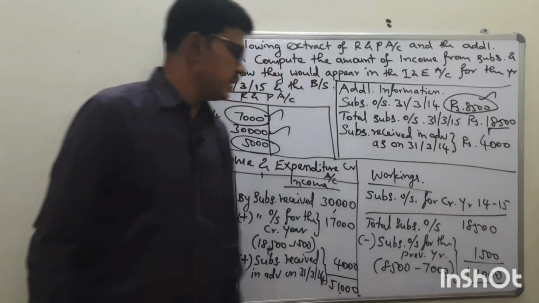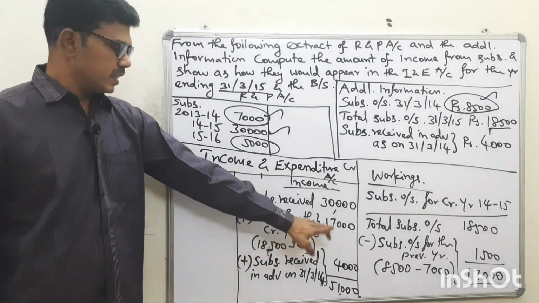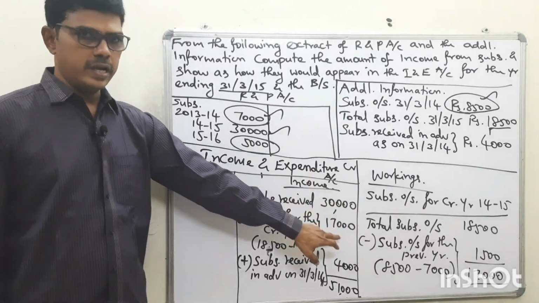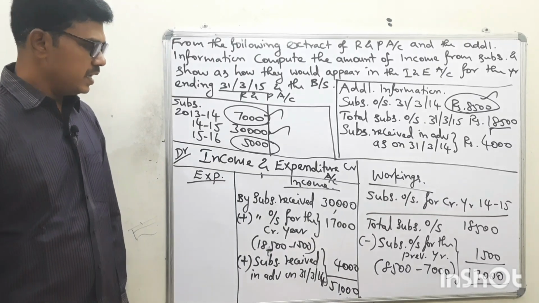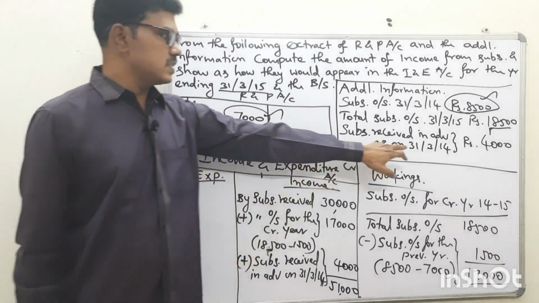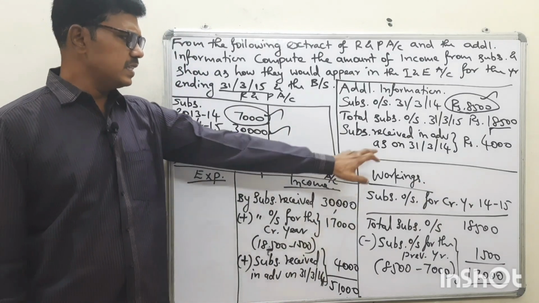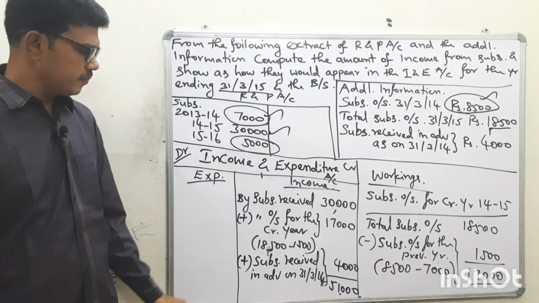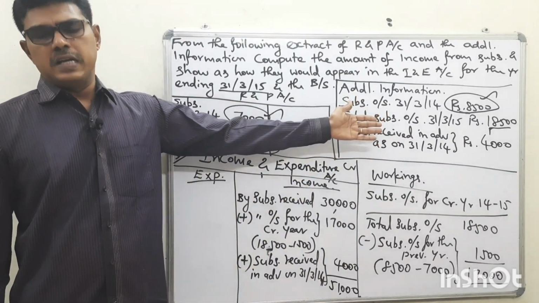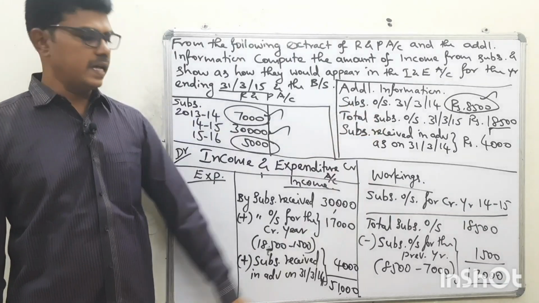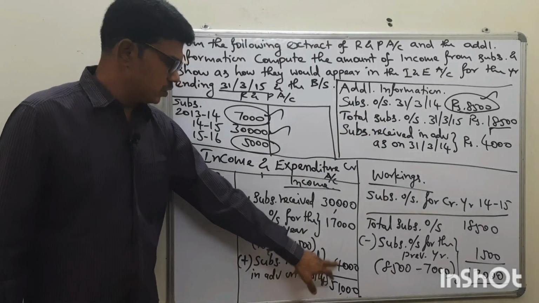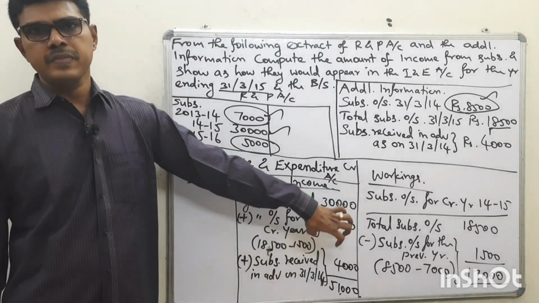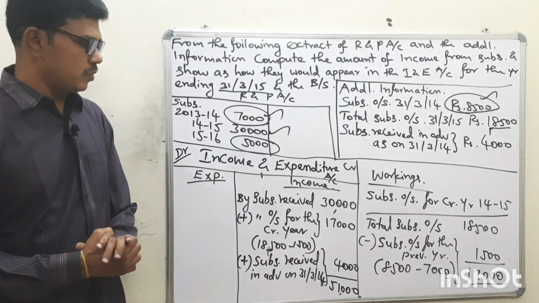So what is the outstanding of the current year? 17,000. This must be added. 30,000 we have received. Till date, till 31st March, we should receive again 17,000 rupees, which is for the current year. And in the previous year itself, we have received 4,000 rupees as subscription advance, right? Advance means previous year itself, we have received some amount which is for the current year. So that money must be added. 4,000, 30 plus 17 plus 4 is equal to 51,000 rupees. This must be shown in the income side of the income and expenditure account, right?